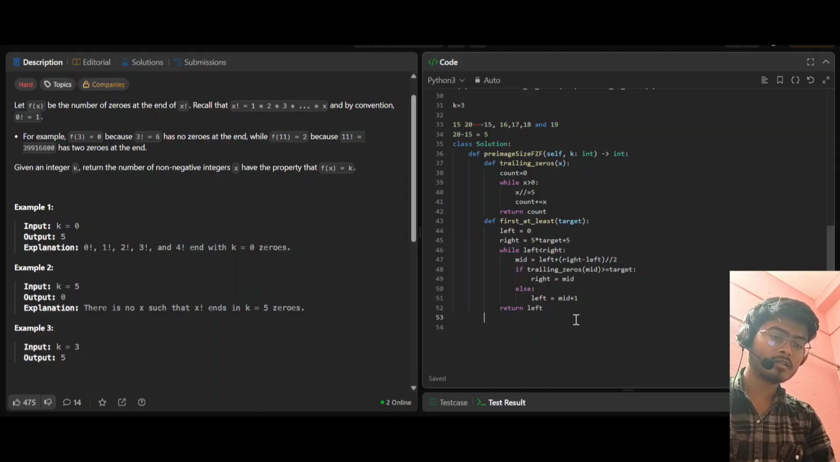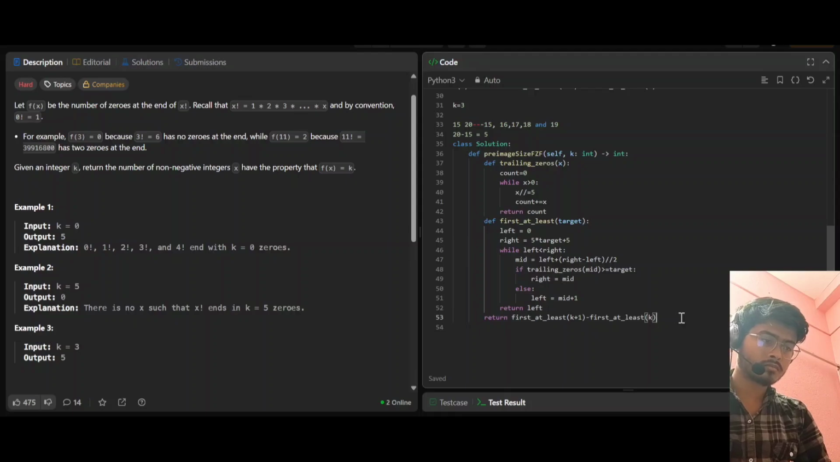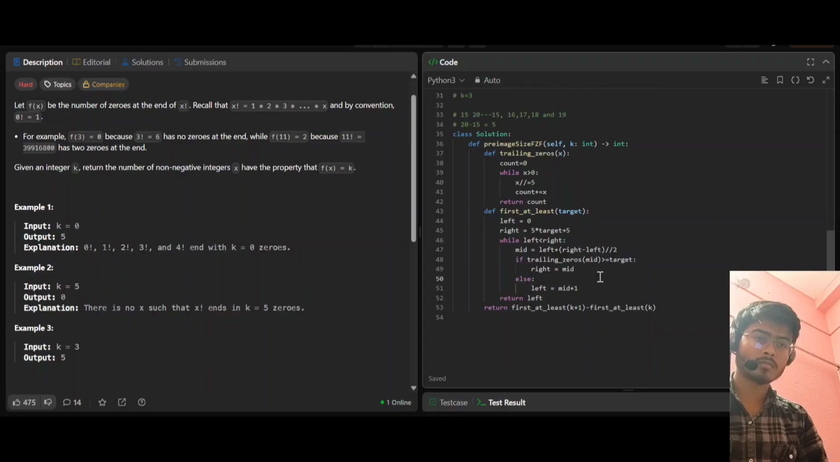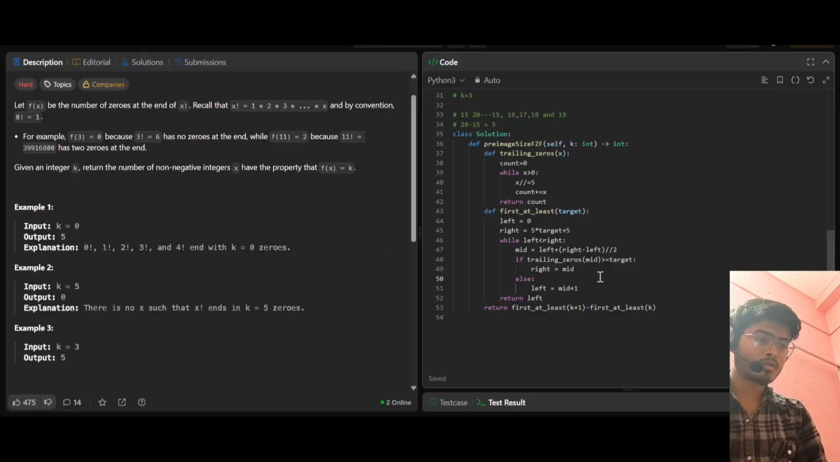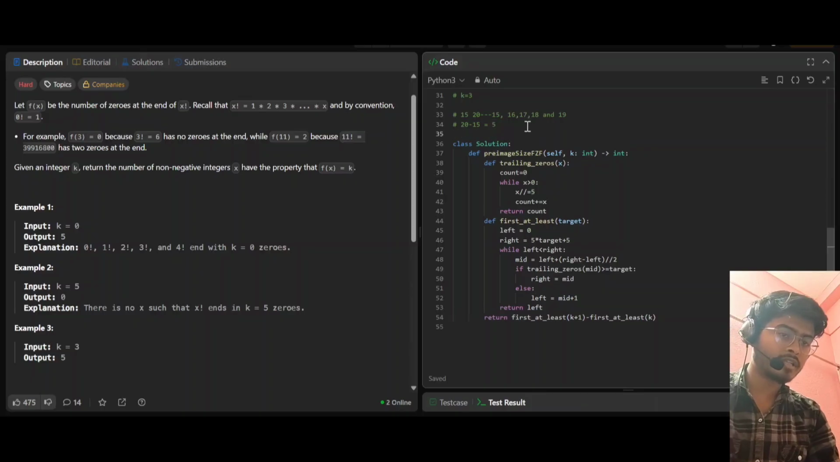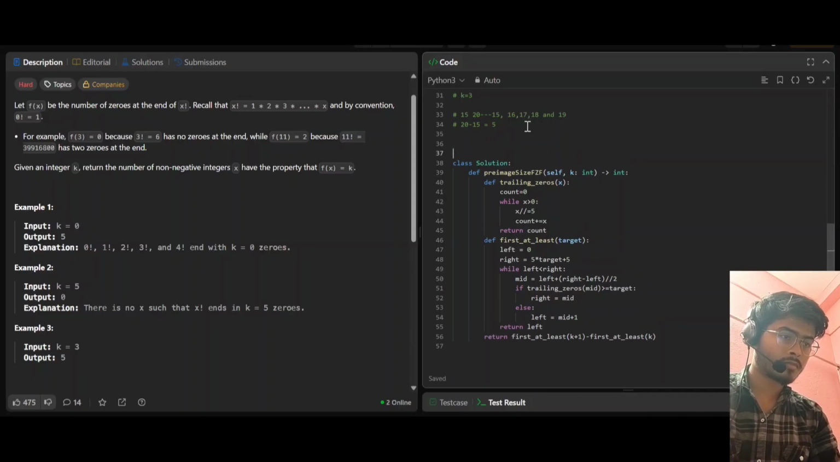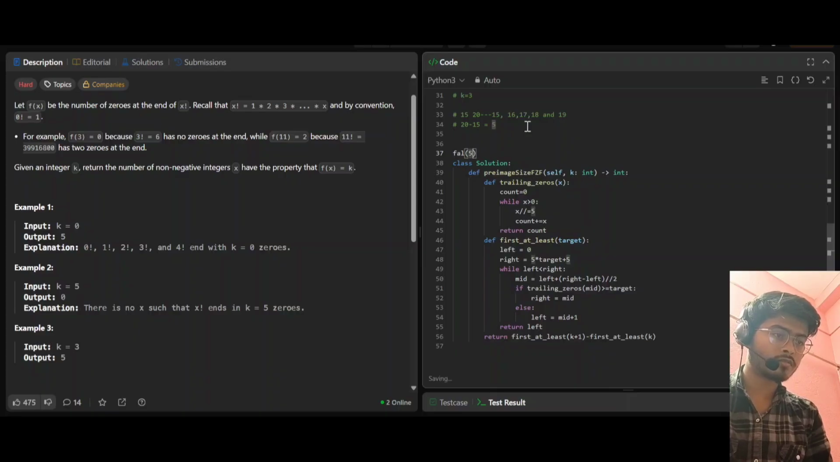Now our final answer will be the one that we discussed earlier. Now the final answer will be this. Let's now perform a dry run. We need to calculate first at least 4 minus first at least 3. I am writing the shorthand. First at least 4 minus first at least 3.